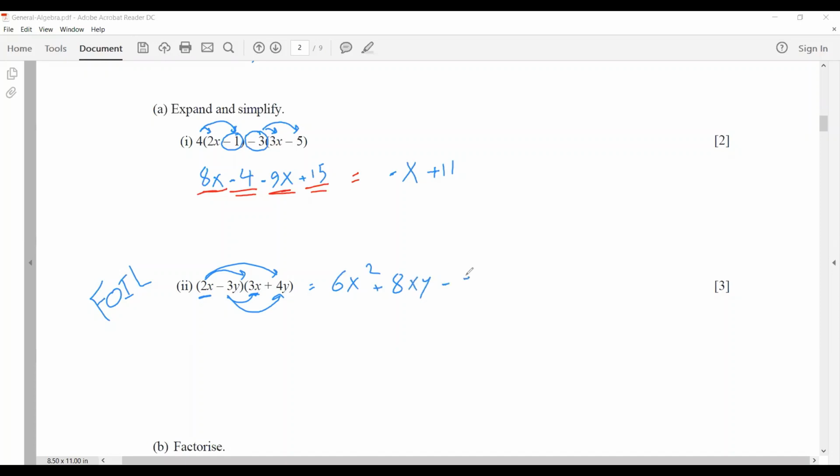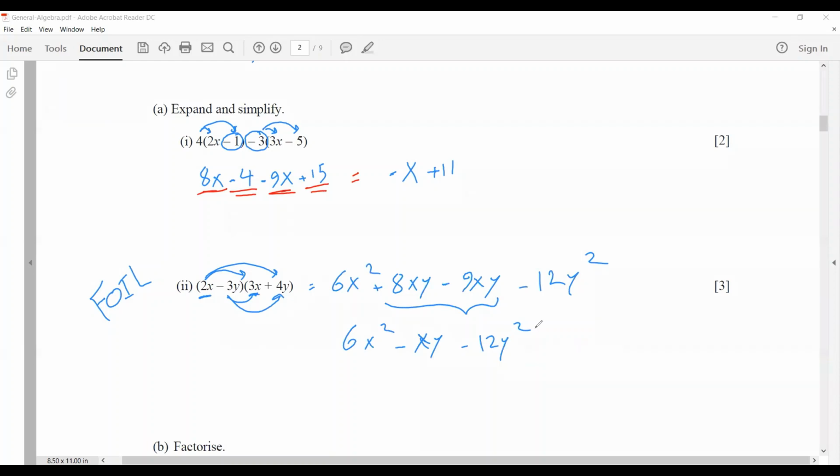And then -9xy, because -3y times 3x is -9xy. And lastly, -3 times 4 is -12. y and y gives me y squared. And the only like terms are these two, which simplifies to -xy minus 12y squared. Okay, and I cannot simplify this further, so I leave it the way it is.